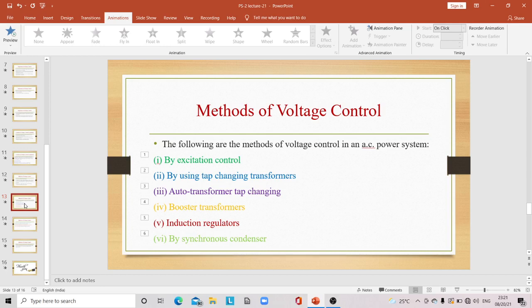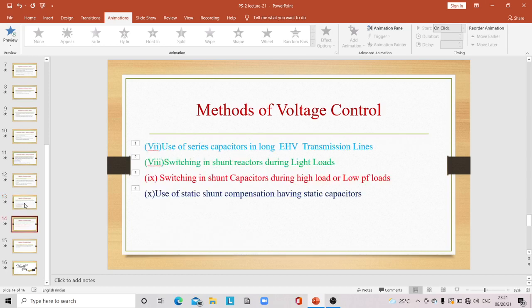Fourth one is booster transformers. Fifth one is induction regulators. Sixth one is synchronous condenser. Seventh one is use of series capacitors in long EHV transmission lines. Eighth one is switching in shunt reactors during light loads. Ninth one is switching in shunt capacitors during high load or low power factor loads. 10th one is use of static shunt compensation having static capacitors.